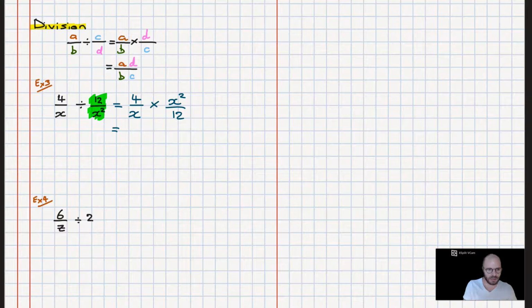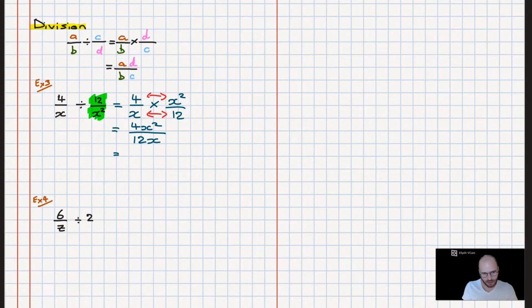Alright, now that we've got a times problem, we multiply the numerators together, and multiply the denominators together. That's going to give us 4x squared all over 12x. Now, we could go for the step where we factorize everything and cancel them out, but let's have a go at doing it simply by looking at it. We ask ourselves, is there anything common between 4 and 12? And the answer is yes. If we divide 12 by 4, we're going to get 3. So if we divide both the numerator and the denominator by 4, we're going to simplify.